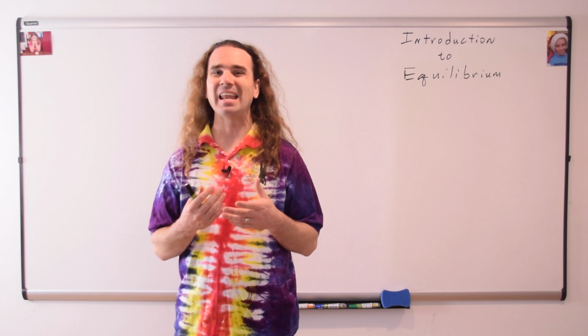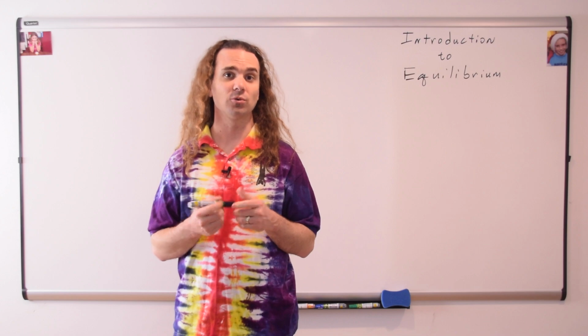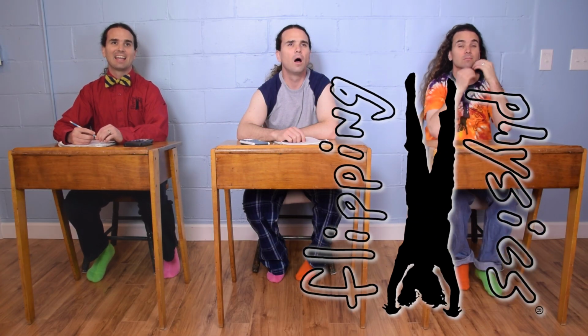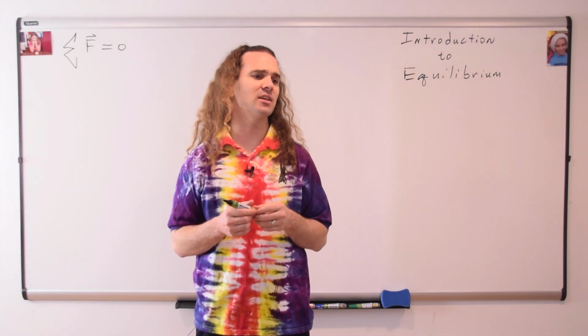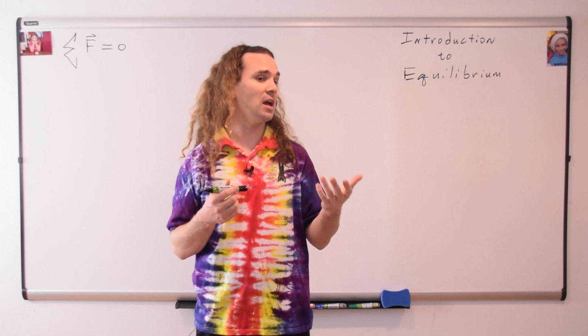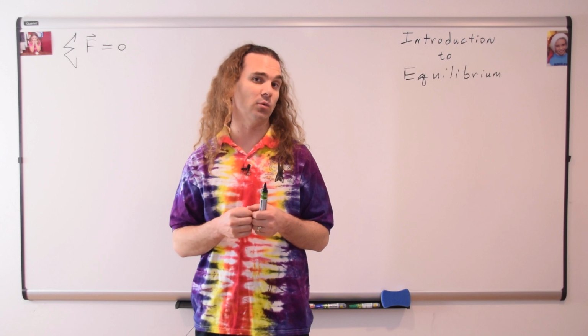Good morning. An object is in equilibrium if the net force acting on that object is equal to 0. Flippin' physics. Billy, if the net force acting on an object is equal to 0, what is happening to the object? An object in equilibrium has 0 net force acting on it, so it isn't moving, right? An object that is not moving is in equilibrium.